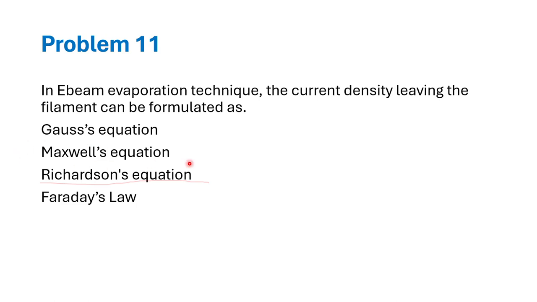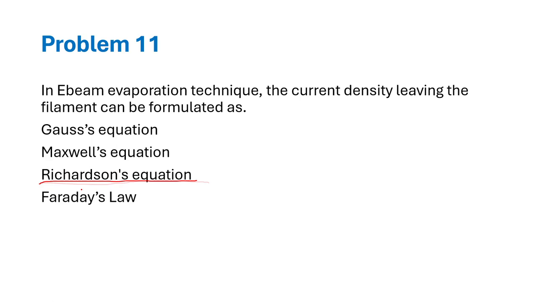But in the case of our electron beam gun, the electrons should follow a particular unidirectional path. We don't want our electrons to be emitted in any direction. So we'll have an accelerator and also a magnetic field to control the trajectory of the electron. So it is a thermionic emission, and it is defined using the Richardson's equation. So the answer is Richardson's equation for this problem. We'll move on to the next problem.